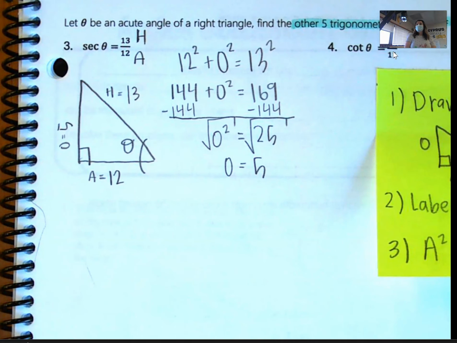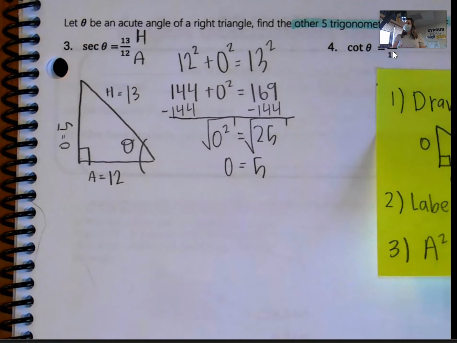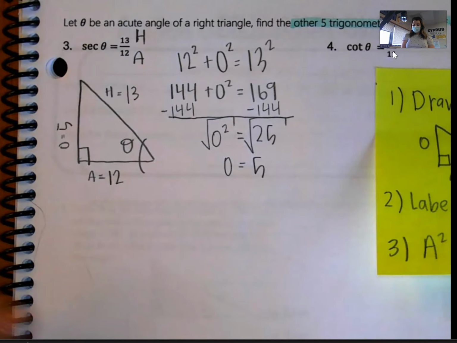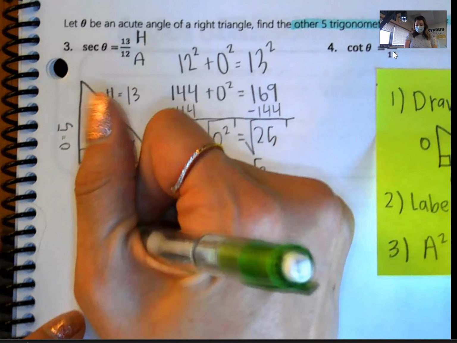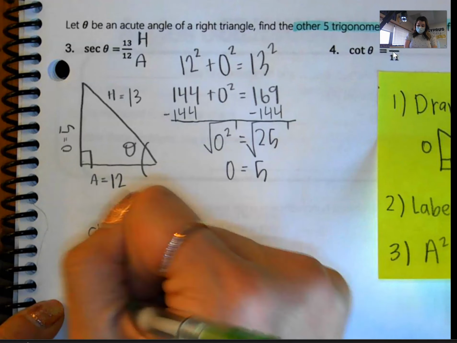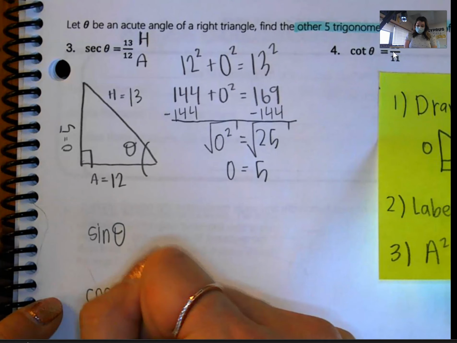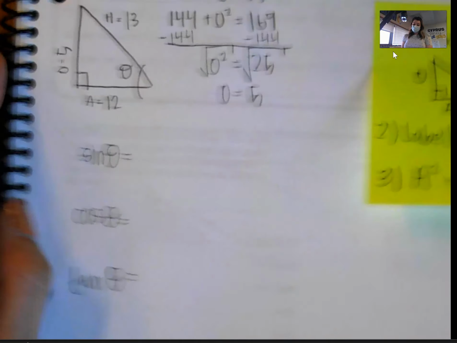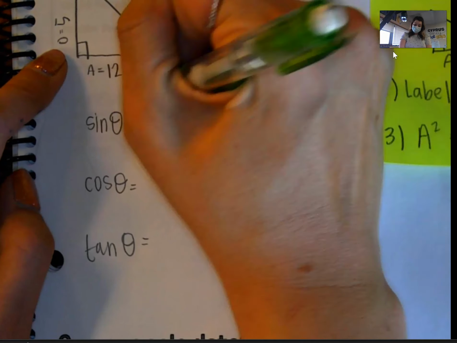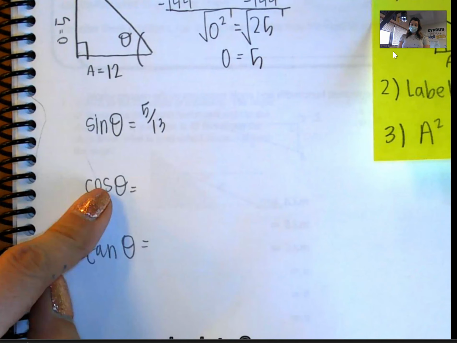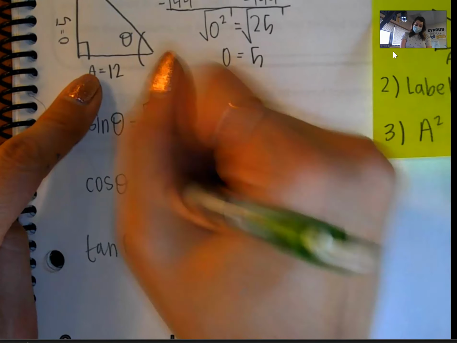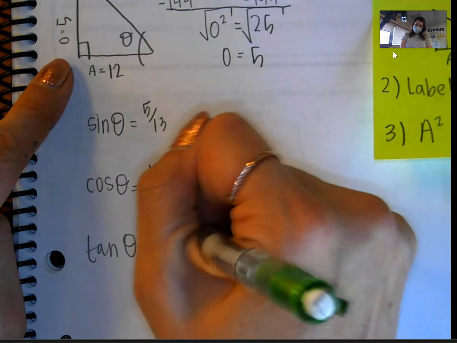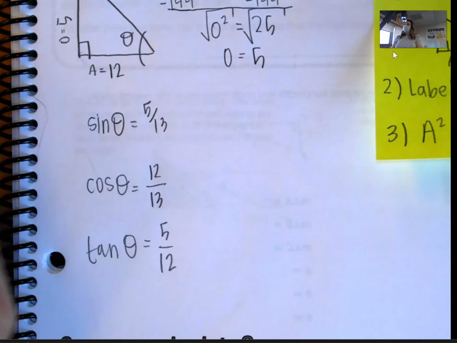And now we just build our ratios. Even though they already gave me one, 13 over 12, I still set it up as the two columns. So I just go through and do sine theta, cosine theta, tangent theta. Sine theta is soh, so that's 5 over 13. Cosine theta is cah, so that's 12 over 13. Tangent theta is toa, that's 5 over 12. None of those simplify.